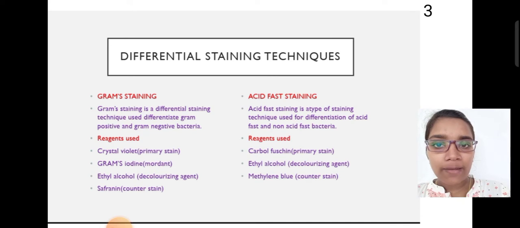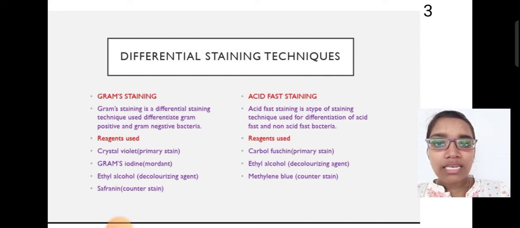The reagents which are used in gram staining are crystal violet, which is acting as a primary stain, gram's iodine, which is acting as a mordant, ethyl alcohol, which is acting as a decolorizing agent, and safranin, which is acting as a counter stain.